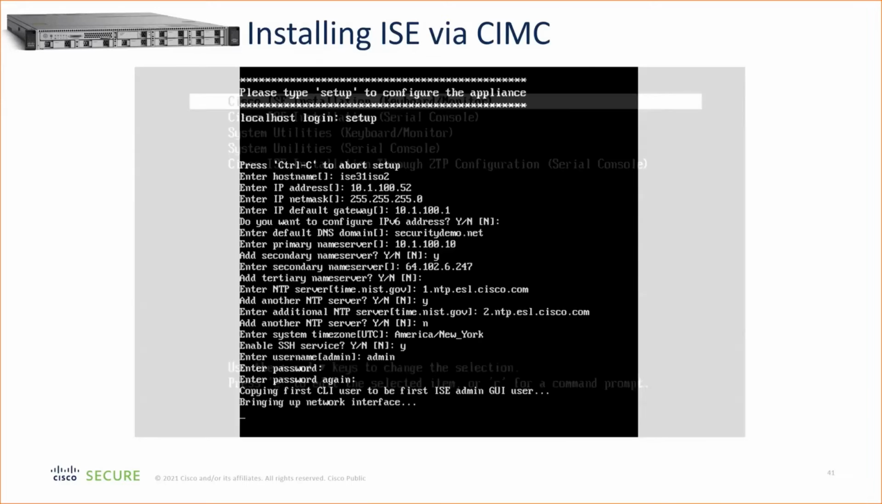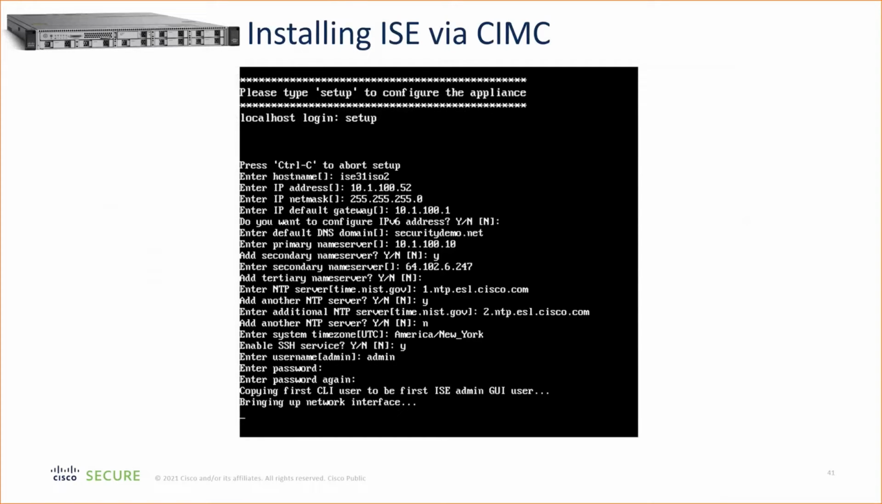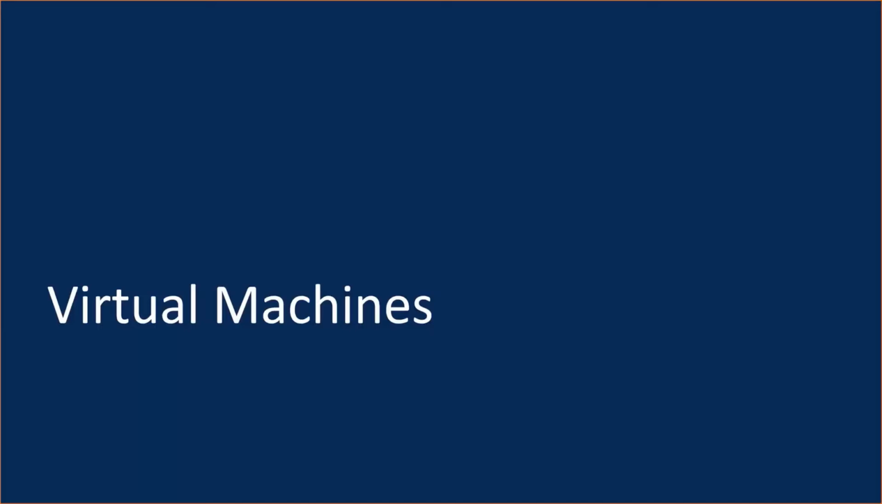Once the ISO portion of the installation finishes, we will be prompted to run the setup script by typing setup and entering the details of our ISE node, including a host name, IP address, network mask, default gateway, DNS, and all of that. Once that finishes, we'll be able to go in to the web GUI and do our advanced configurations from the web GUI.